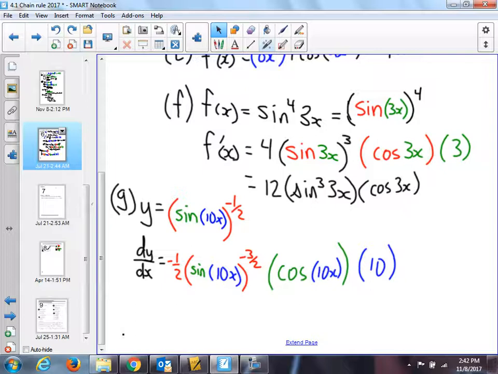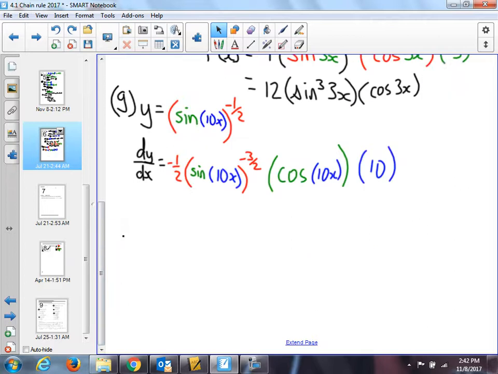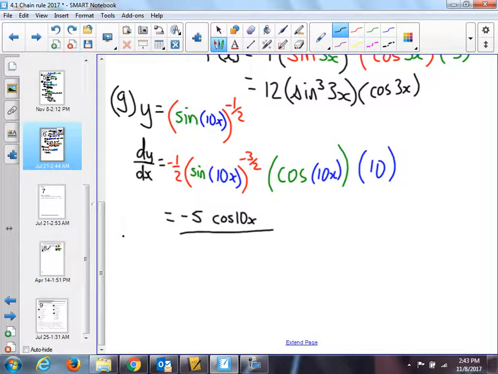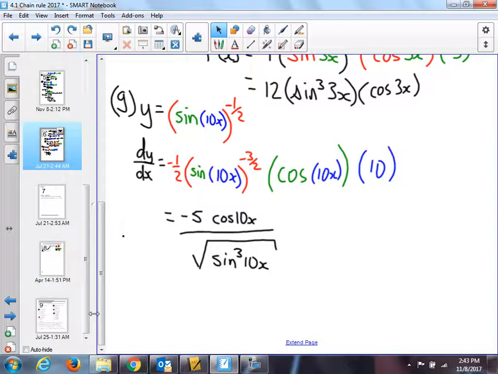Now, it's a positive 10. Now, you could group things together. Actually, you should see what this means. If I drop the colors, I move the numbers with the numbers. 10 and negative 1 half is negative 5. The cosine of 10x is on the numerator. The negative means flip to the bottom, and I'm going to put this in the square root, sine of 10x. I left a space here because maybe this one I'm going to put the cube inside, because that's probably the way you'd see it. But it's not wrong to have that outside of the square root too.